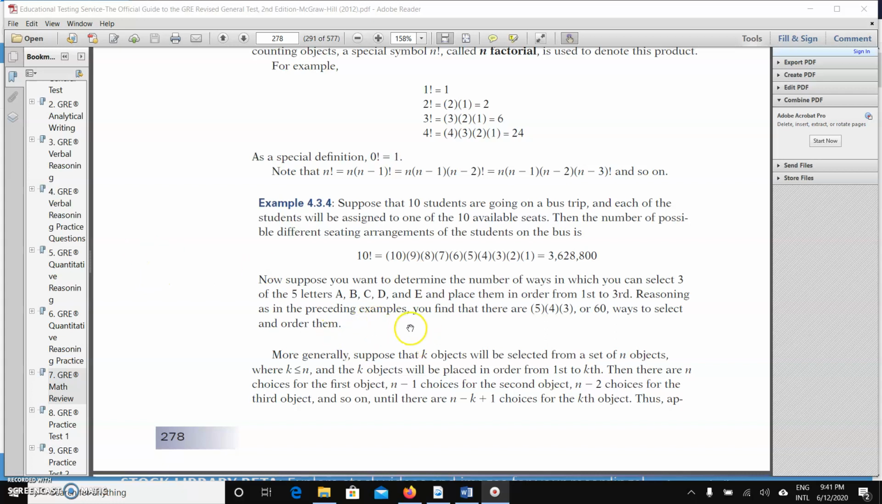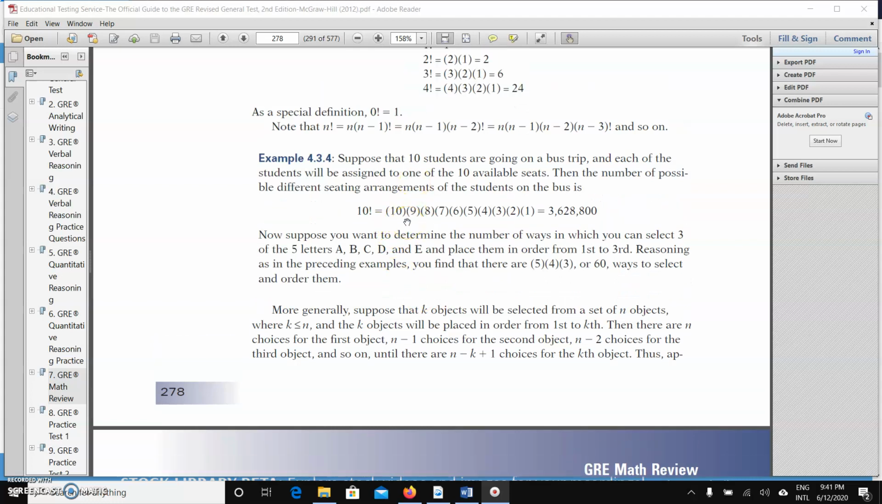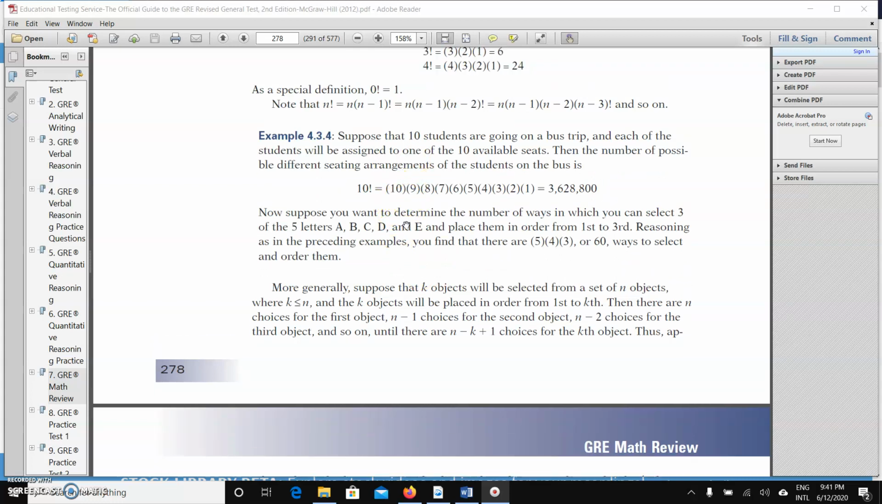Even if it's 100, it's the same thing. When you're talking about arrangement, that's when you use this. Please try to understand this. I know this kind of topic can be difficult for some people because it requires you to think in a particular way.